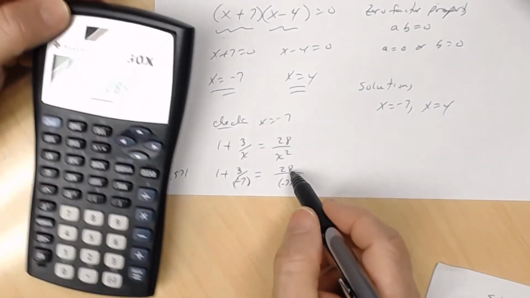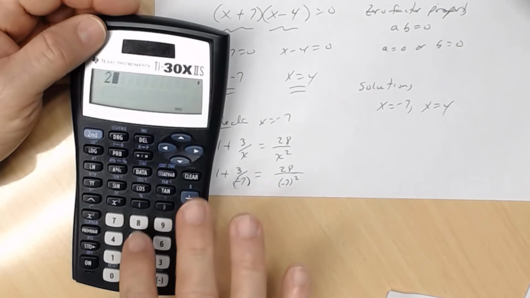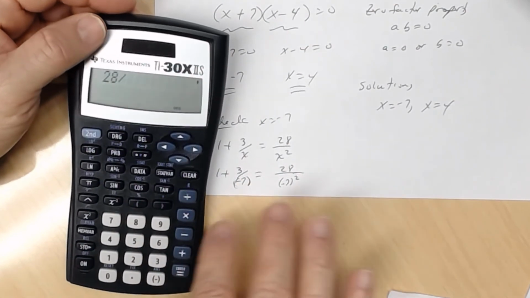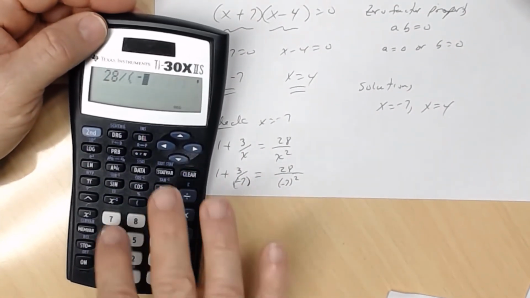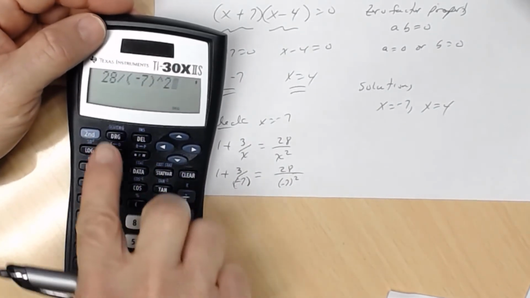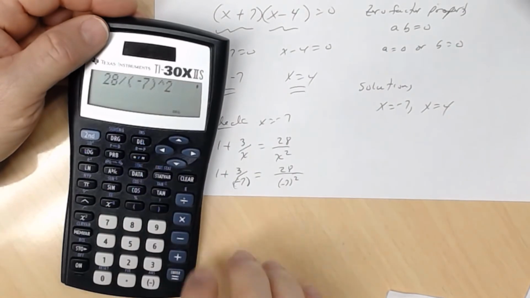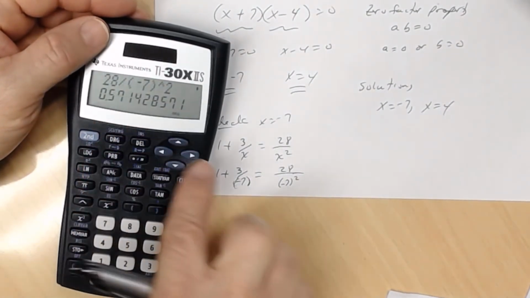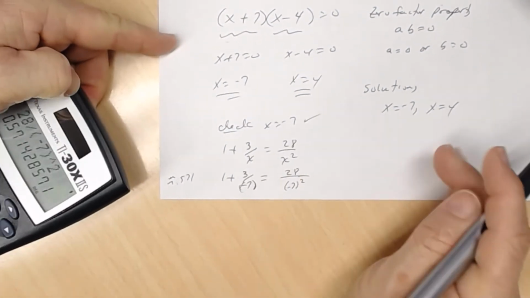Okay, let's look at the other one. Let's check this side. 28 divided by, in parentheses, negative 7 squared. Press equal. Get the same thing? Yep, you sure do. So that's correct.